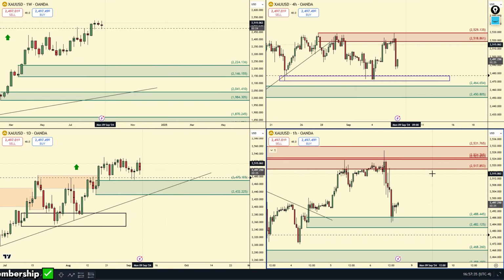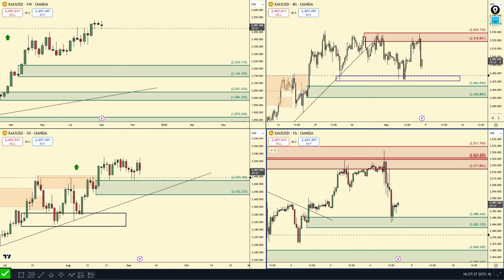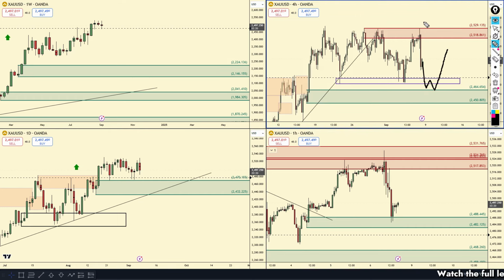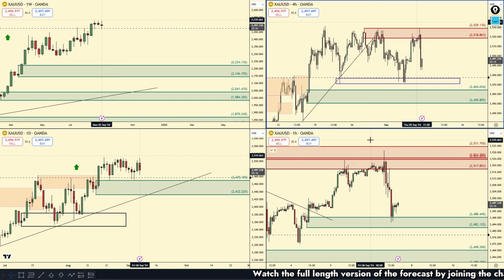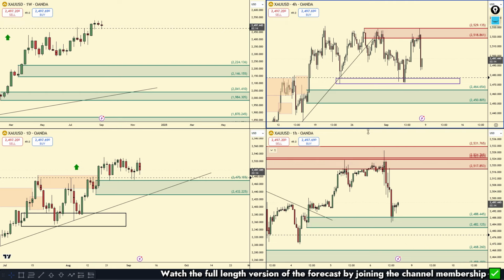Again, the more conservative route would be to wait for the 4-hour zone to be hit or for the 4-hour supply zone to be removed. But overall, definitely longs all the way since the trends are up.